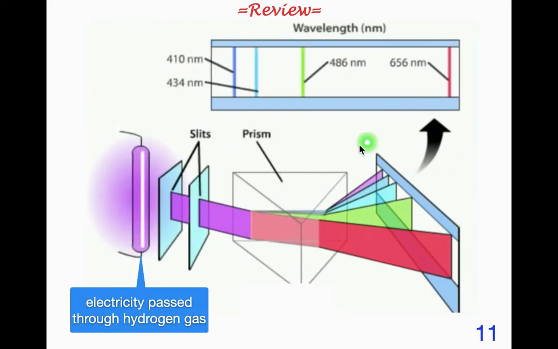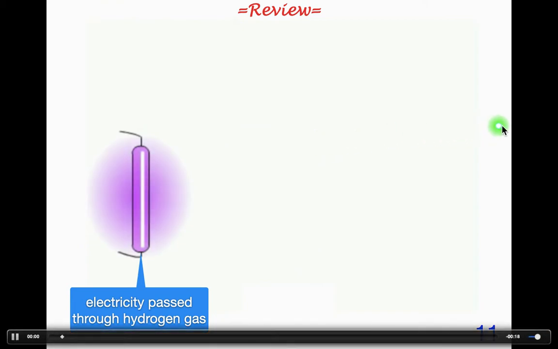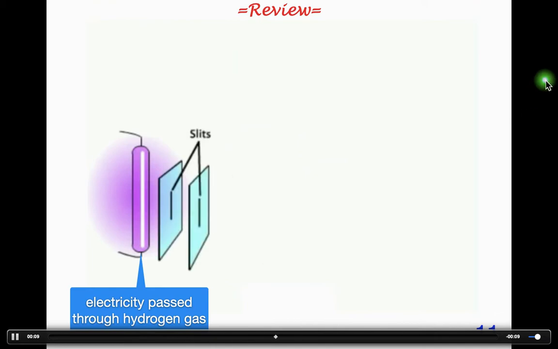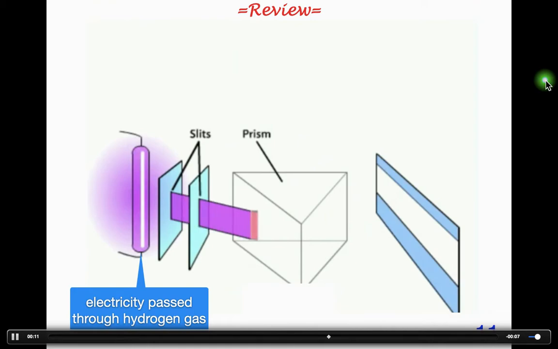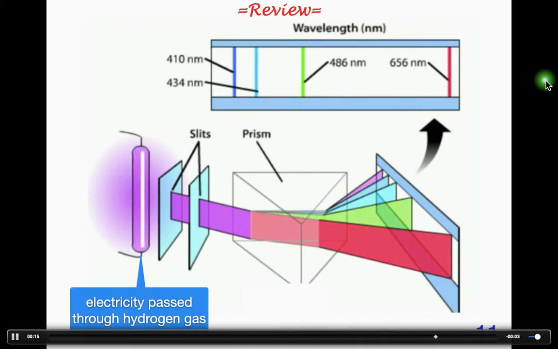Here's a little animation on exactly what's going on there. Late 19th century, scientists observed that a characteristic lavender light was produced when a high-voltage electric current was passed through hydrogen gas. When the lavender light was sent through a narrow slit, then through a prism, it separated into distinct lines of different colors. And the lavender light that she's referring to here is hydrogen.